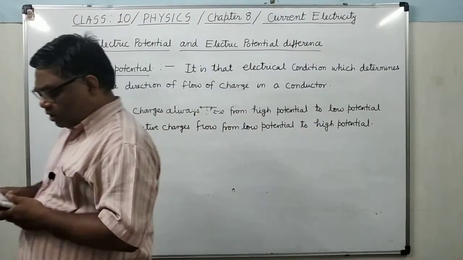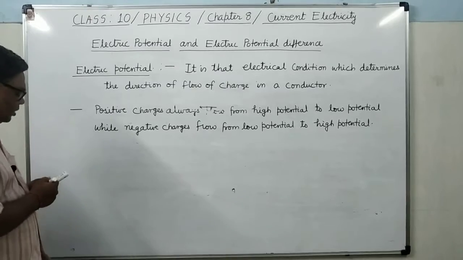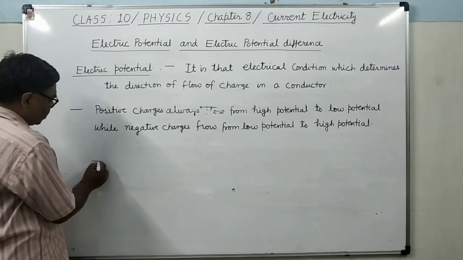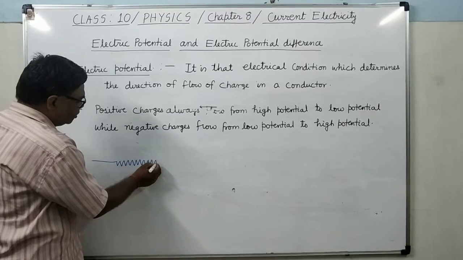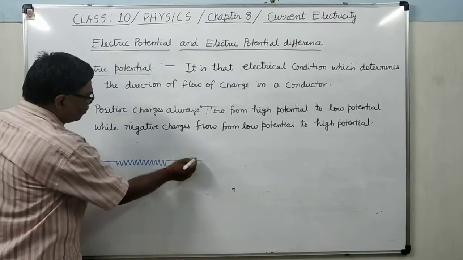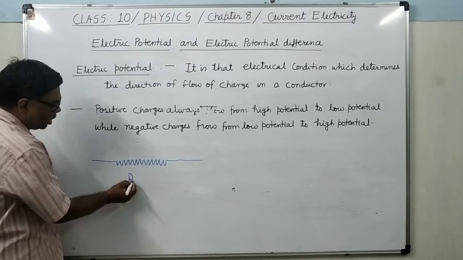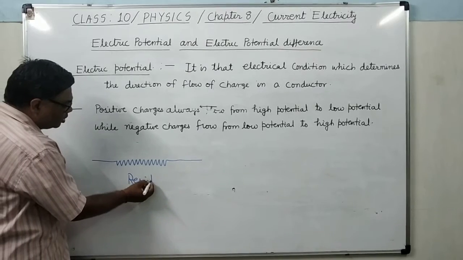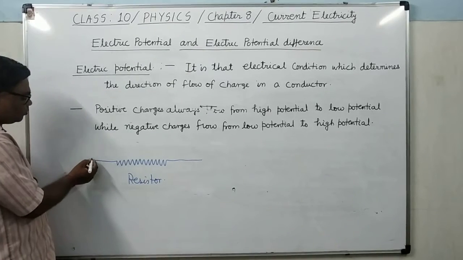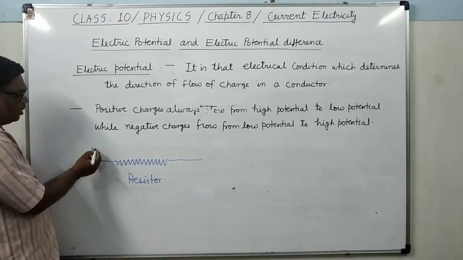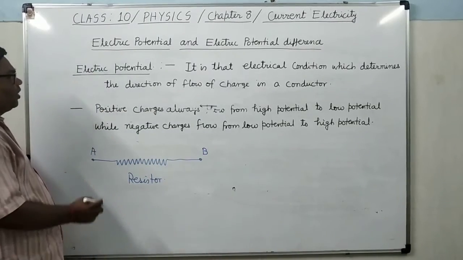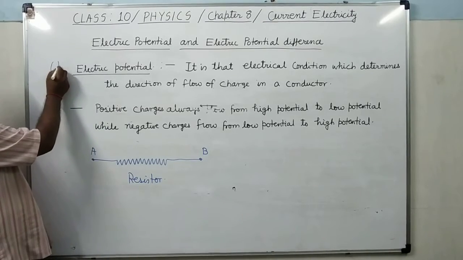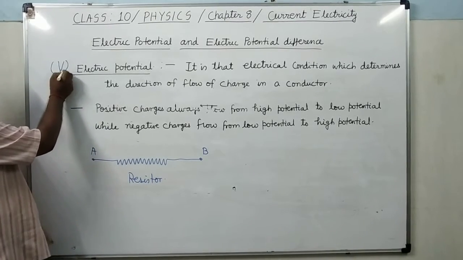You can see here, suppose this is a conductor. I have made some conductor here. This is some conducting wire, which we call the resistor. This is one end and this is the other end. The unit of electric potential is volt. Here its unit is volt.